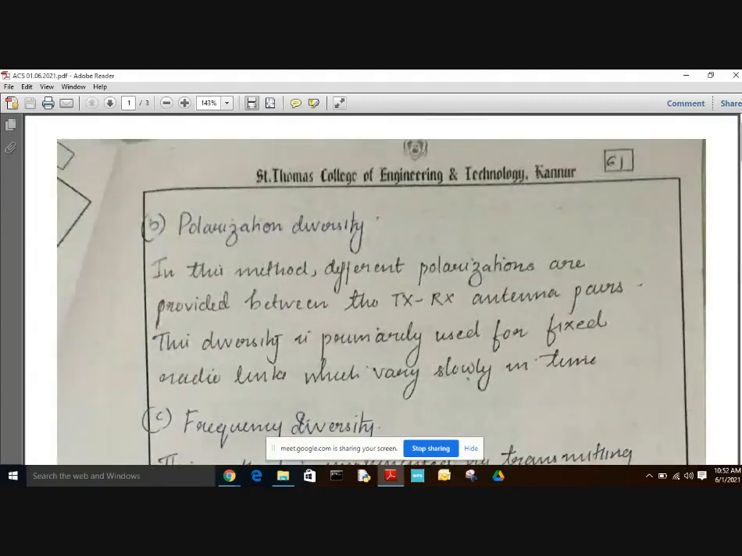Polarization diversity; first one was space diversity, also known as antenna diversity. Second is polarization diversity. Here we are using different polarizations between the transmitting and receiving antenna, a polarized pair of antennas on the transmitting and receiving side, and this diversity is primarily used for fixed radio links which vary slowly in time.